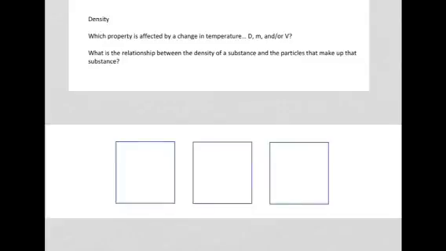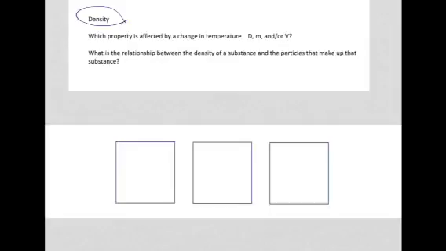Okay, so let's check out some density questions. What I'd like you to do is pause the video, look at these two questions, see what you think, and come on back and we'll talk about them. Or I'll talk to you about them, I guess I should say. Alright, so let's take a look.